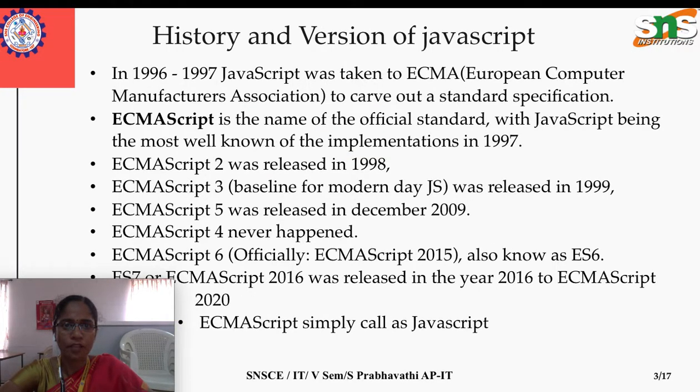Then in the year 96 to 97, JavaScript moved for standardization by approaching the association named ECMA, the European Computer Manufacturers Association. So in 96 to 97 the Netscape community approached to standardize the JavaScript language. Then it was standardized and released initially with the official name ECMAScript in 97, and till today it has undergone a lot of releases and versions.